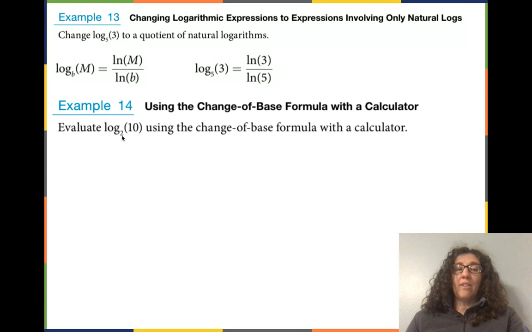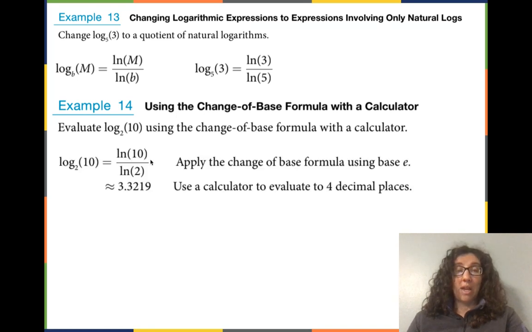What if we want to do this? Evaluate log base 2 of 10. Well, this is saying 2 to what power equals 10? I don't know, something a little bit more than 3 and less than 4, right? We could think, 2 to what power is 10? Well, 2 cubed is 8. 2 to the 4th is 16. So something between those. But that's really as close as we can get without using the change of base.